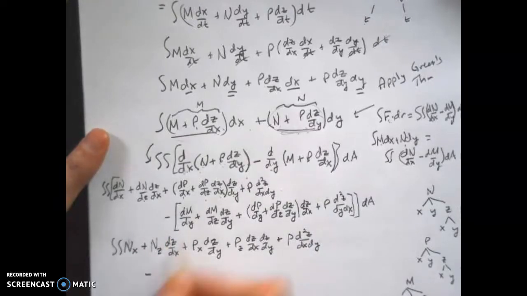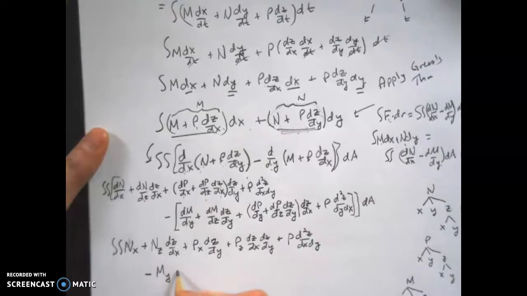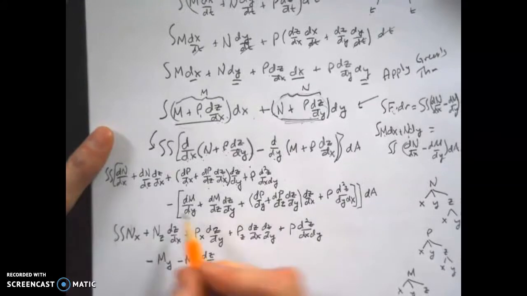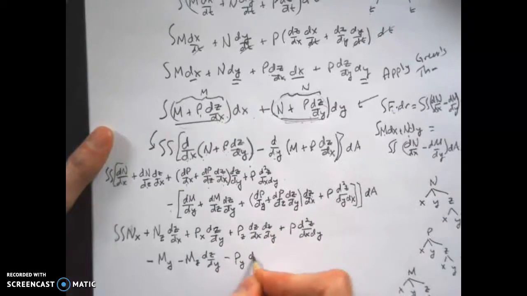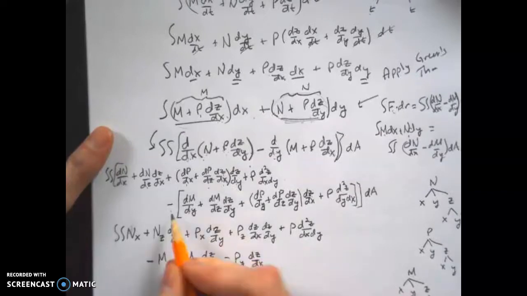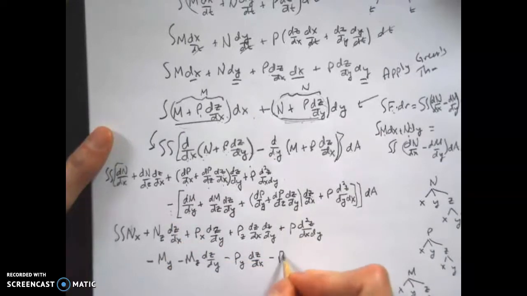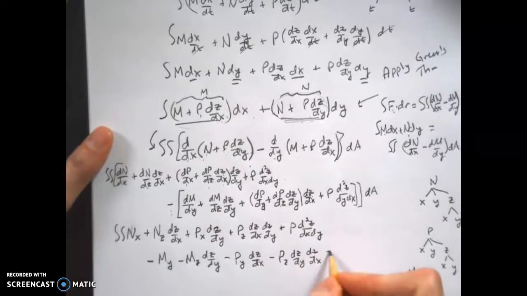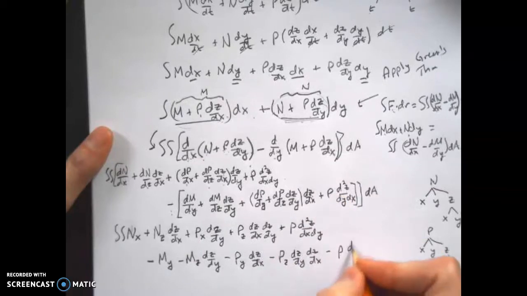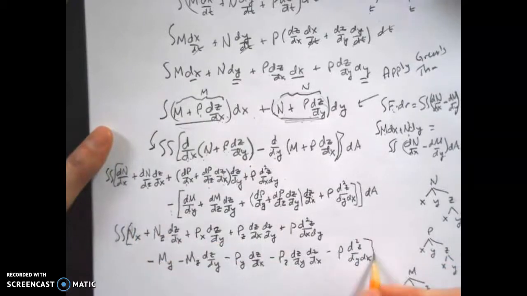Okay, minus dm dy, minus dm dz dz dy. Okay, minus dp dy dz dx, minus dp dz dz dy dz dx, and then minus p d squared z over dy dx. All this times your dA.